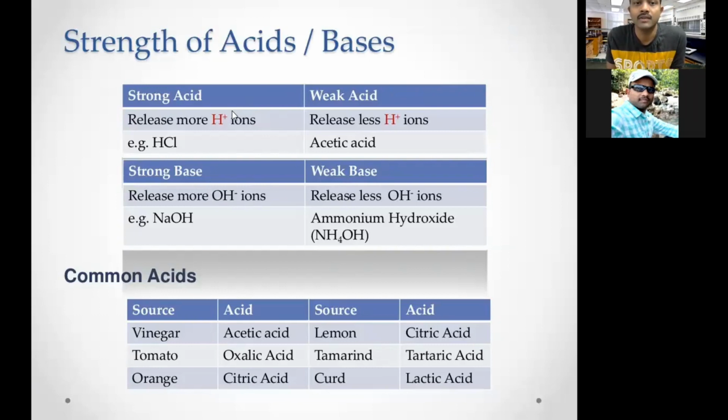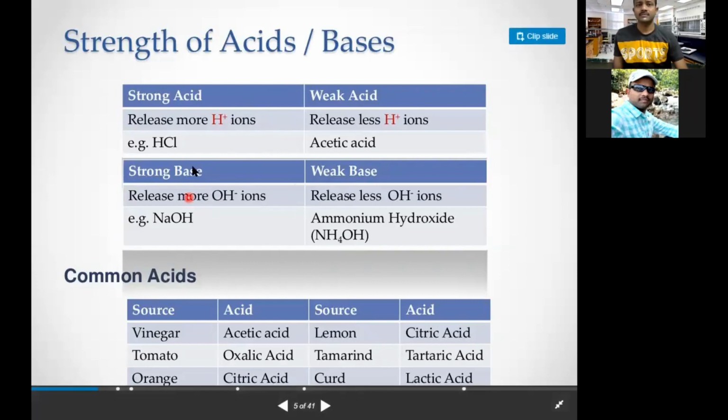The acid which releases fewer H plus ions we call a weak acid. The example for a weak acid is acetic acid. The example for a strong acid is HCl. Now take your strong base. What is meant by a strong base? A strong acid releases more H plus ions, and one which releases fewer H plus ions we call a weak acid.